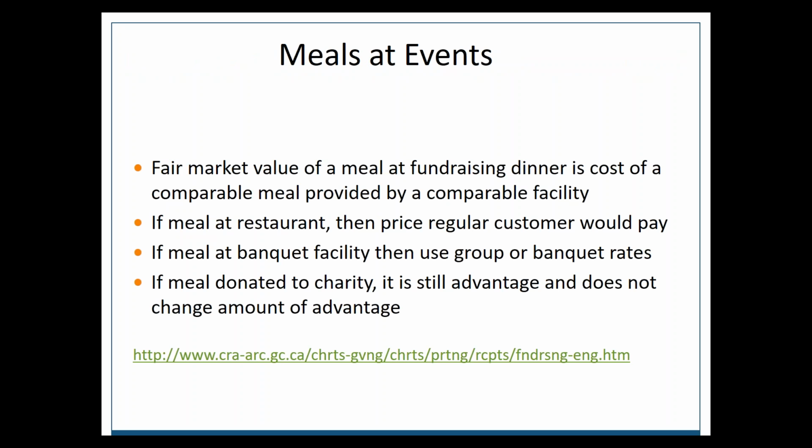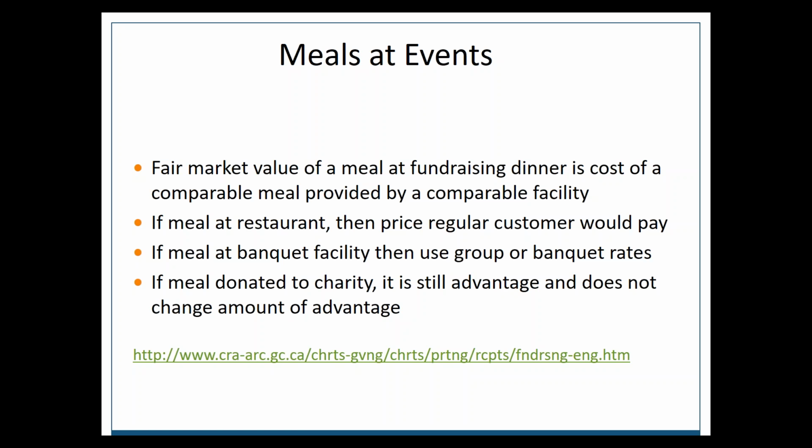One of the most popular questions I get is on meals at events. People think that, well, if we got the meal donated to us, do we still need to take the advantage off? And the answer is absolutely. The person's still getting the same value out of the meal. Basically CRA's position is if it's a meal at a banquet facility, then you use the group or the banquet rate. If it's a meal that is donated to the charity, it's still an advantage. It does not change the amount of the advantage.